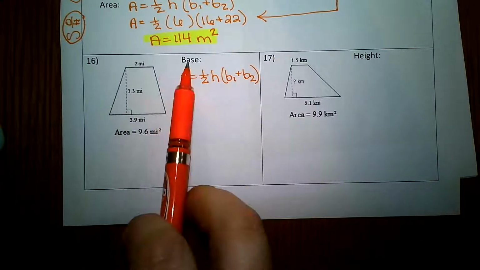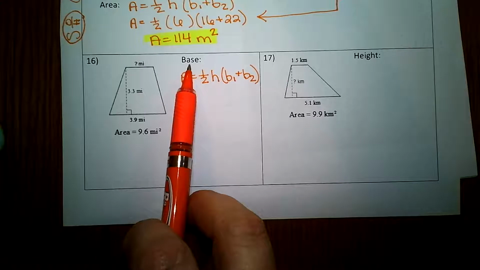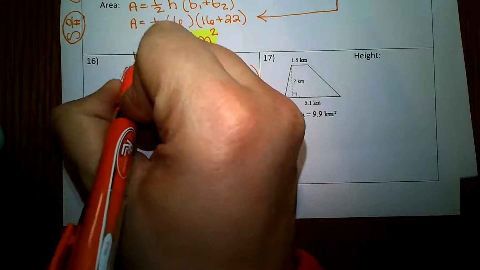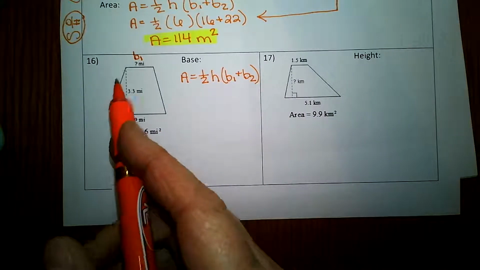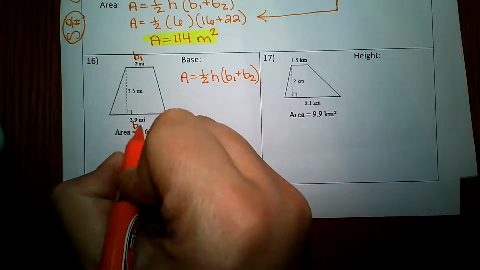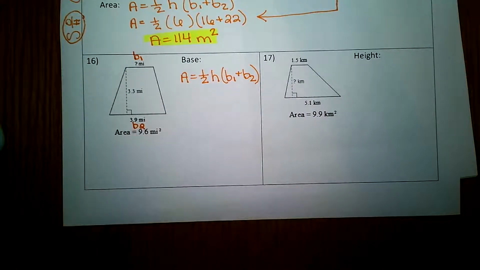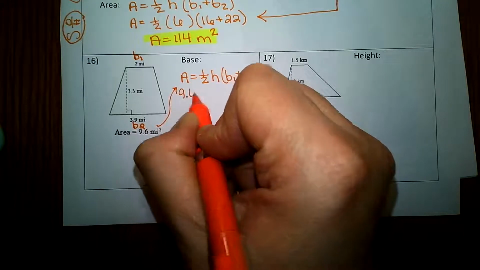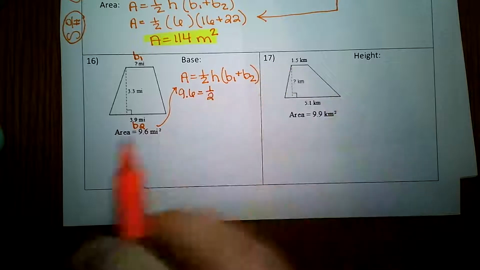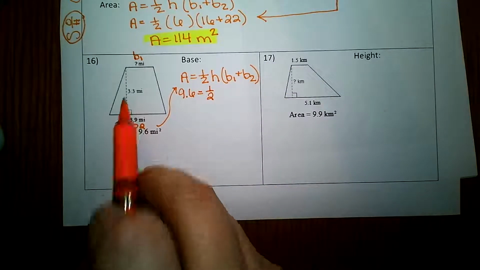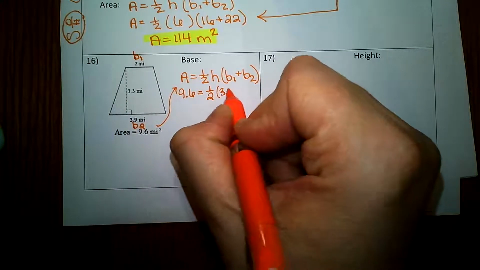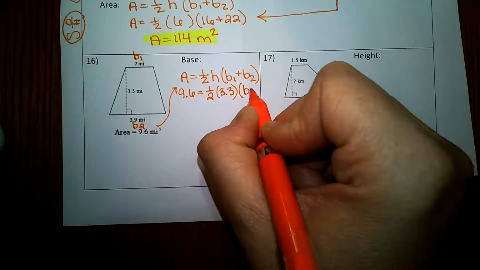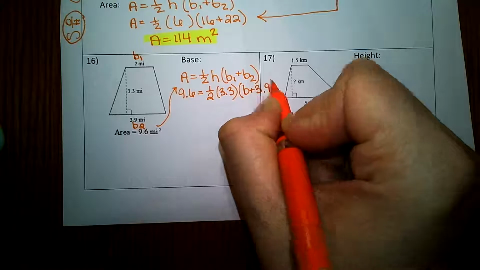Now notice I didn't say you had to find base 1 or base 2. It really doesn't matter what you call these. I'm going to say I'm looking for base number 1 because that's the short one, and I tend to do base 1 as short and base 2 as long. The area has been given to me, 9.6. The height seems pretty easy to find here in the picture as 3.3. And I'm trying to find one of the bases, and I've been given the second base.